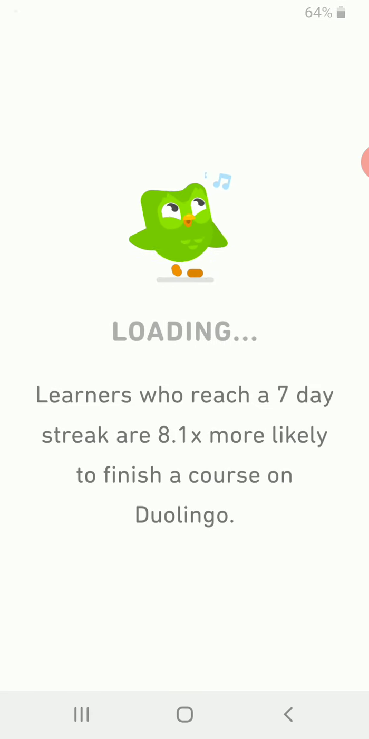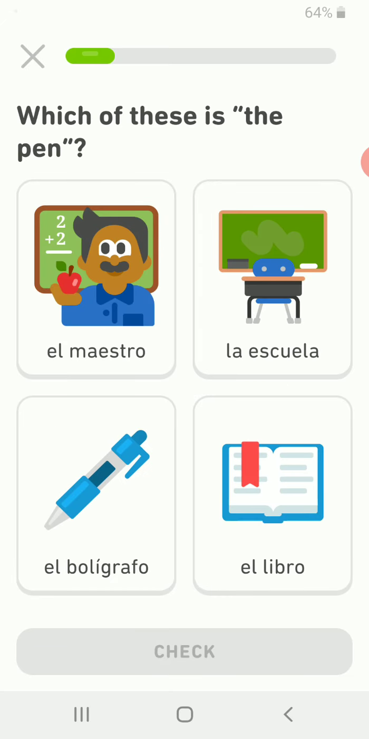So let's do the lessons. Learners who reach a 7-day streak. So if you do a 7-day streak on Duolingo, it means that you have a great probability of finishing the Duolingo language pack or lessons. So which of these is the pen?